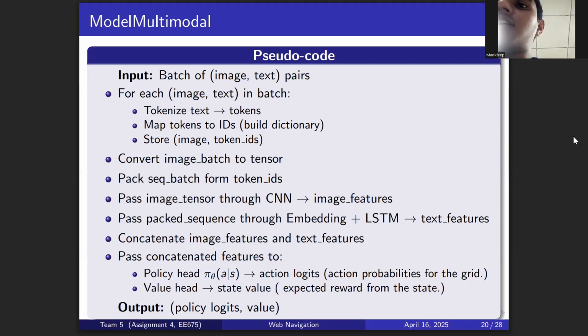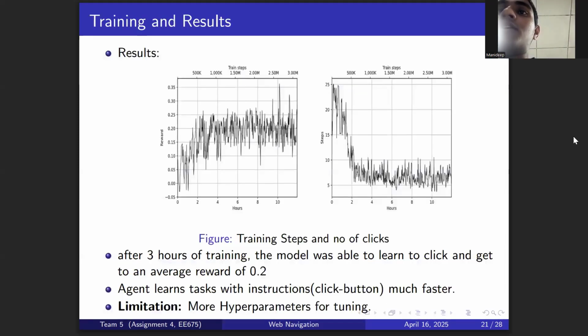Similarly, the tokens go to the LSTM, and we get the features, and we just concatenate these two features and send them to the policy head, which returns the softmax probability of every possible action. Similarly, the value head returns the state value. Based on this, our model gets updated.